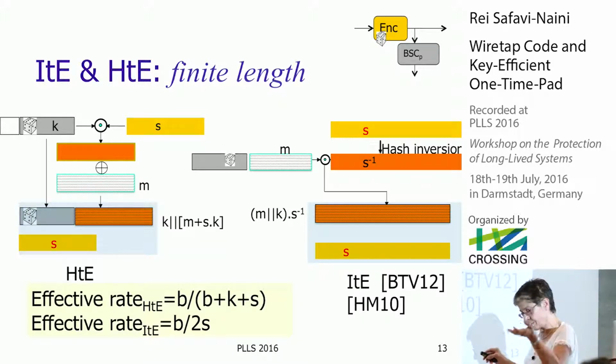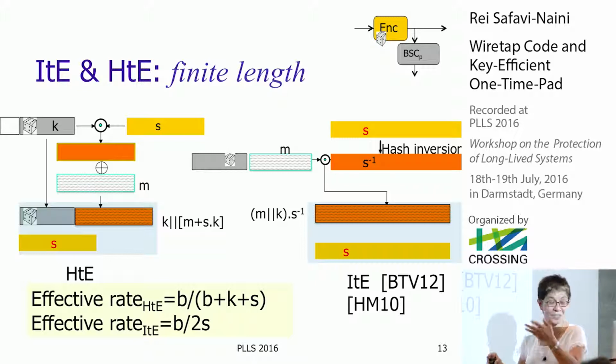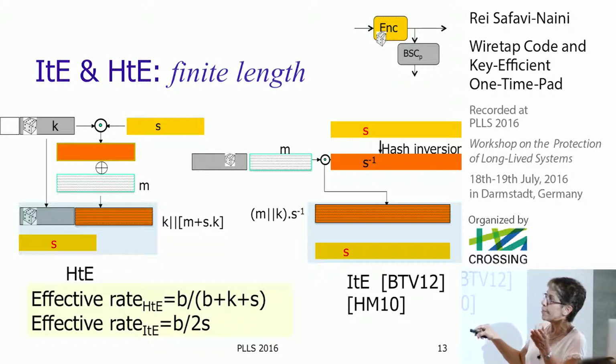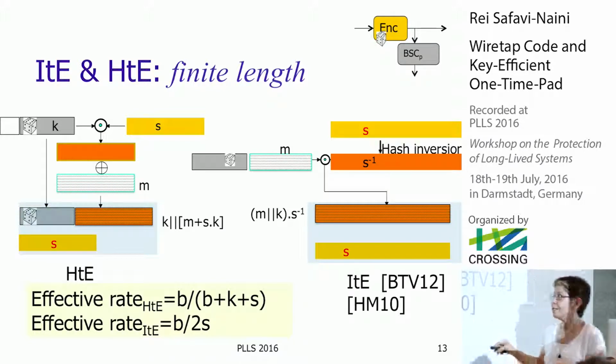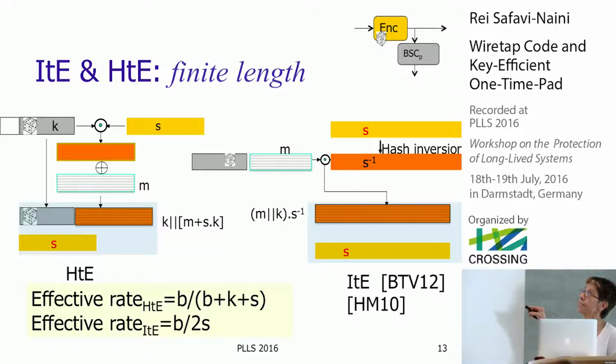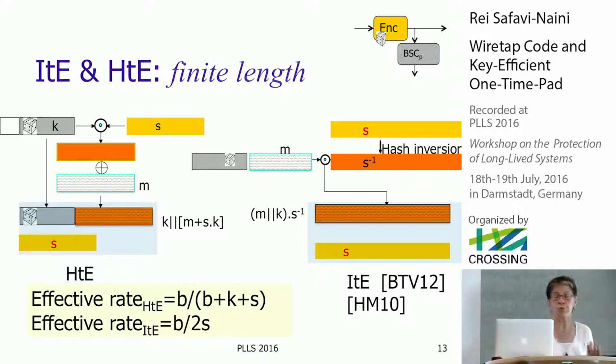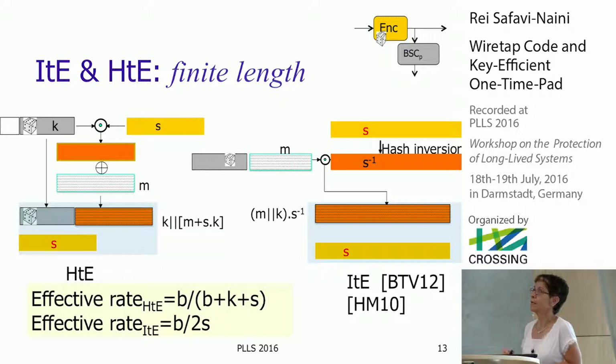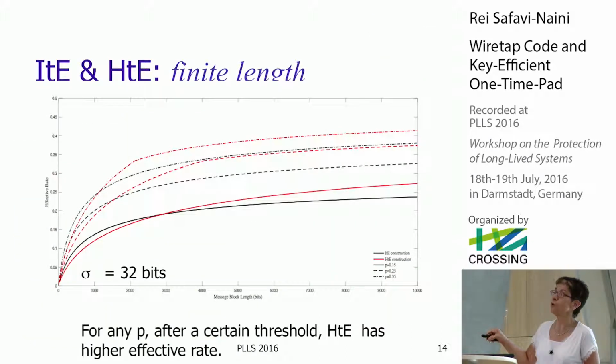If I want to talk to a pacemaker, for example, then it is a one-time communication. So we have to send the seed also. So what we are sending, the effective rate, is the length of the message divided by the length of the code word and the seed. If we calculate these two effective rates for the two constructions, we will see that this one is going to have a better effective rate in all cases once you go beyond a certain message length.